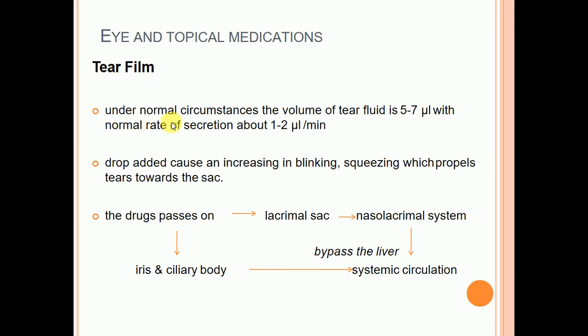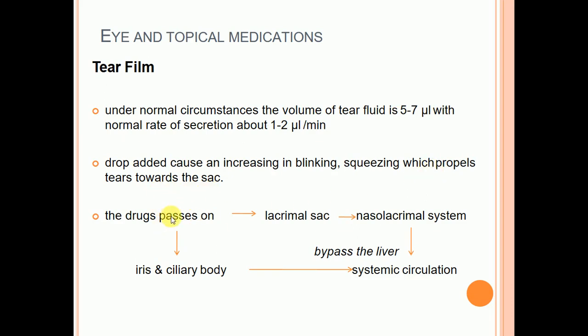Tear film: under normal circumstances, the volume of the tear fluid is 5 to 7 microliters, with a normal rate of secretion of about 1 to 2 microliters per minute. The drop added causes an increase in blinking and squeezing, which propels tears toward the sac.